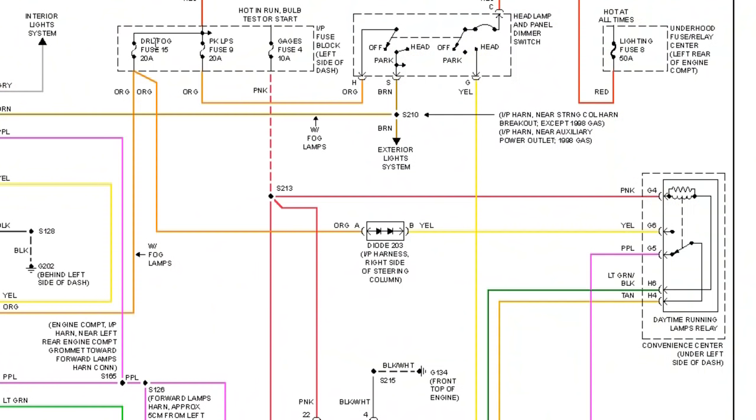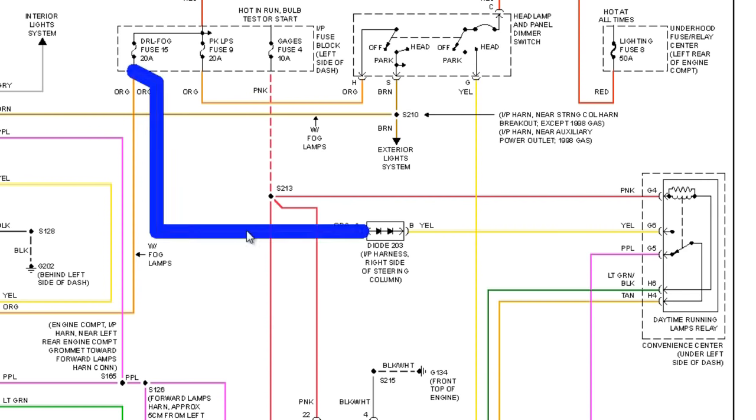Okay, so we come back up here to fuse 15. We know we have a good power supply because it illuminated our test light nice and bright. So if we follow down that conductor, as you can see, it's got to pass through this diode 203 before it goes to the relay. So most likely, I believe we just found our issue. I think we have a bad diode. So let's try to find that diode. After looking at the location, I know it's under the left side of the dash.